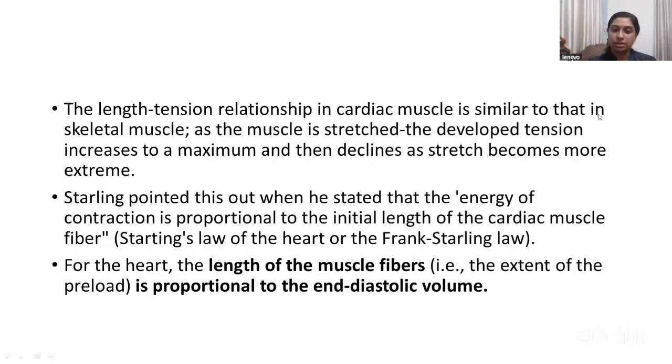And for the heart, the length of muscle fiber, i.e. the extent of preload, is proportional to the end diastolic volume. More amount of blood present will cause more stretching of the muscle, and that will lead to increased contraction and increased cardiac output. So the end diastolic volume is the amount of blood present after the diastole.